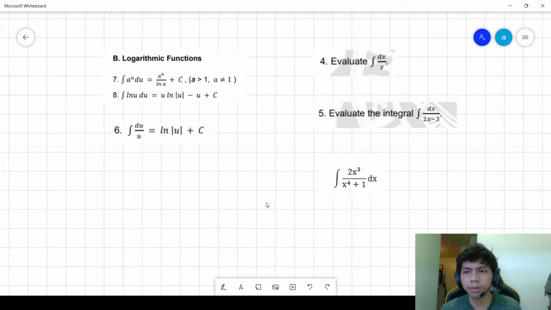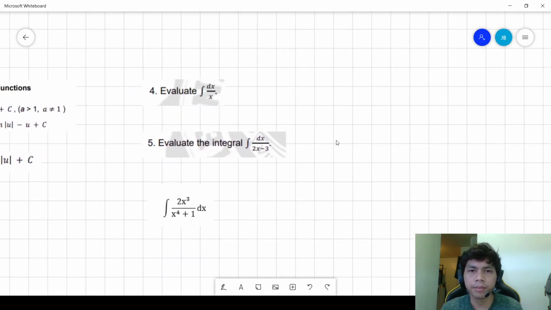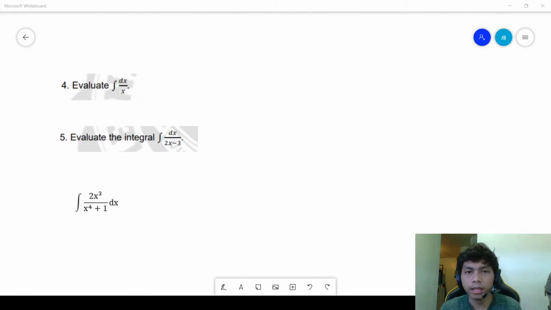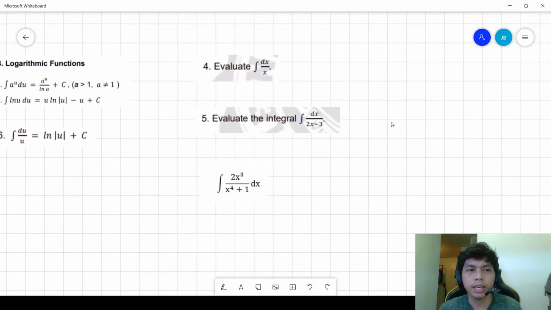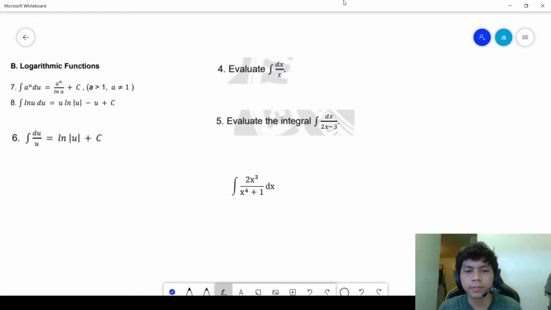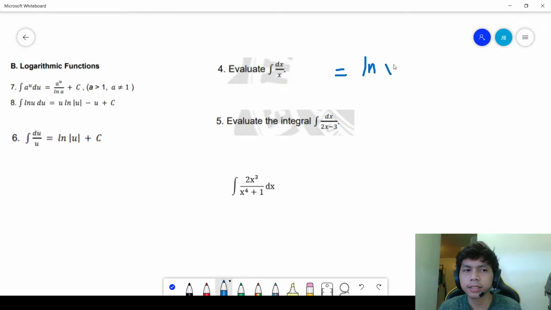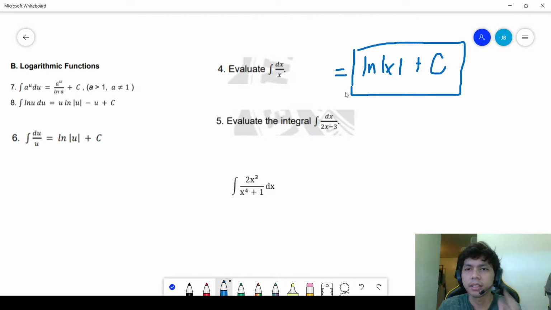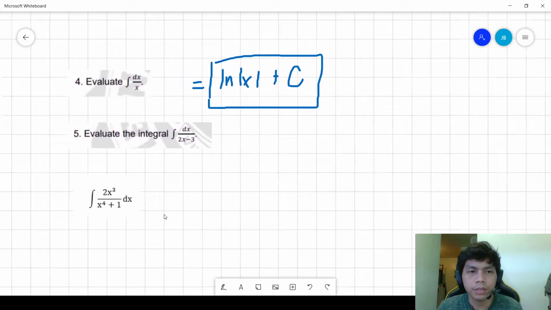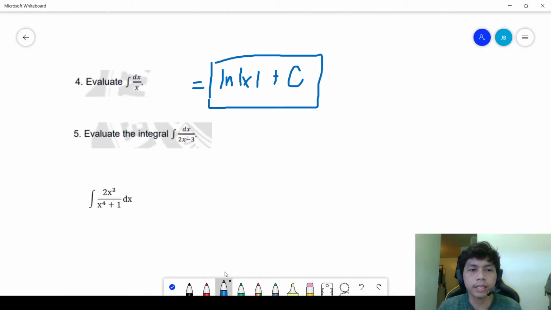So let's say for example you have this problem. Let's solve the integral of dx over x, okay? By theorem number 6, dx over x is just equivalent to ln of x plus c. So this is now your final answer. For example number 5, evaluate the integral of dx over 2x minus 3.